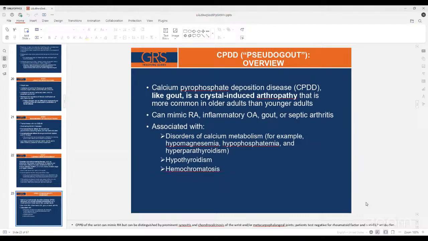So now we move on to CPPD, the pseudogout, calcium pyrophosphate deposition disease. It is like gout, a crystal-induced arthropathy. The calcium pyrophosphate crystals deposit within the joint space. It is more common in older adults than younger adults. It can mimic rheumatoid arthritis, inflammatory osteoarthritis, gout, or septic arthritis. It is associated with disorders of calcium metabolism, for example hypomagnesemia, hypophosphatemia, hyperparathyroidism, hypothyroidism, and hemochromatosis.